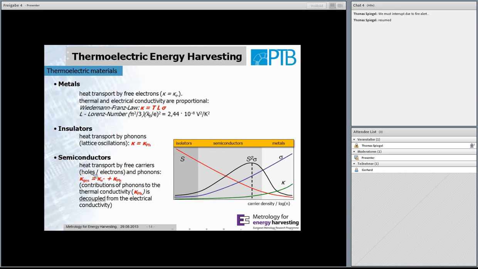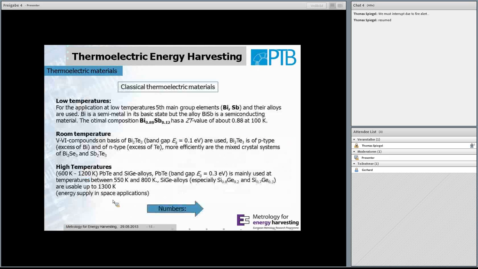And this mixture is one point where research is applied to reduce the whole thermal conductivity, by reducing this part of the thermal conductivity. Here are some classical thermoelectric materials. I would like to go further.